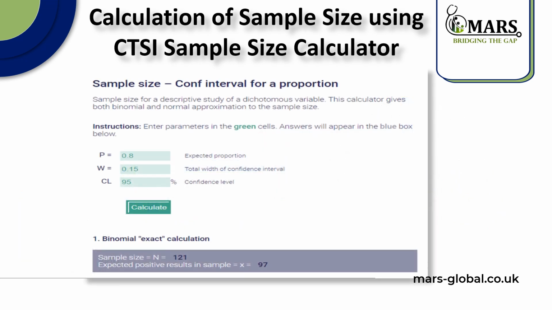Here it is. P is the expected proportion or the estimation that was taken as 80%, so we have written 0.8. Width was set as 15%, and we have written it as 0.15. Confidence interval was 95%. Upon calculation, we got a sample size of 121, and the expected positive results in the sample is 97, that is 80% of 121. So an estimation of 80% shows 97 will give positive results out of 121.